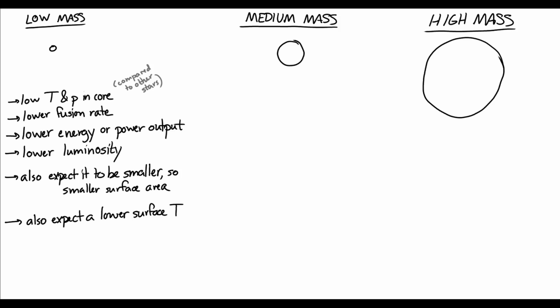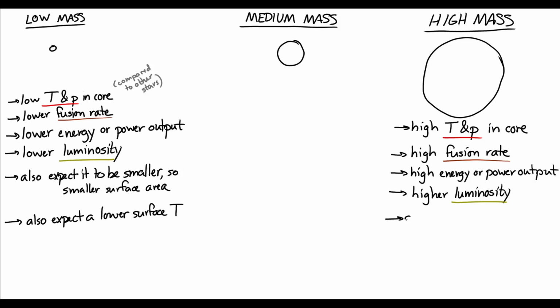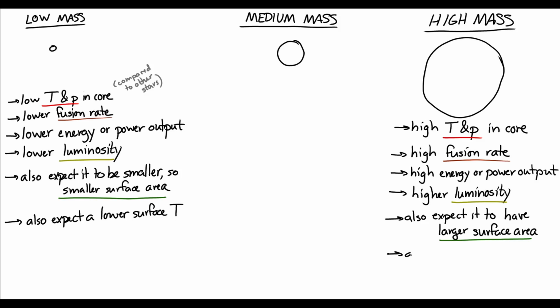Now let's go over to the high mass star. We'd expect it to have a very high temperature and pressure in the core, which means it's going to have a very high fusion rate in the core, which means it's going to have a high release of energy in the core, which means it's going to have a very high luminosity. We'd expect it to have a larger surface area because it's physically larger, and we'd also expect it to have a higher surface temperature because it's got a higher energy release rate.